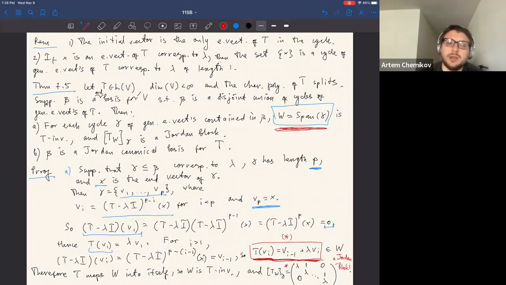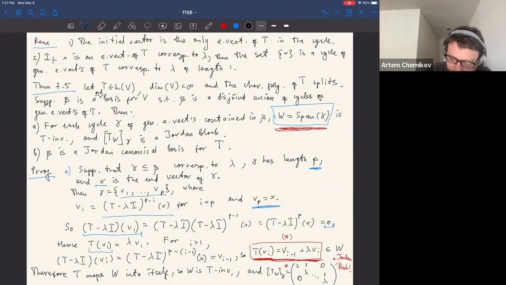So we see that the matrix representing T_W, restricted to this subspace, is a Jordan canonical block. All right. And now how to get part B? So part B of the theorem says that beta is a Jordan canonical basis for T.